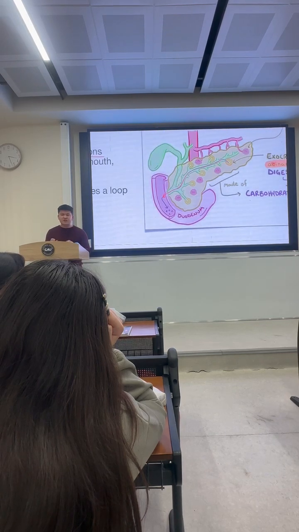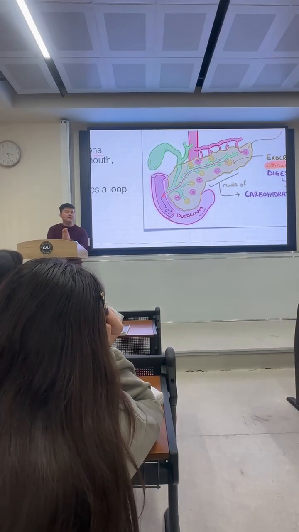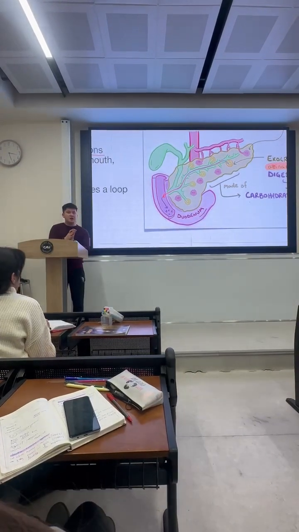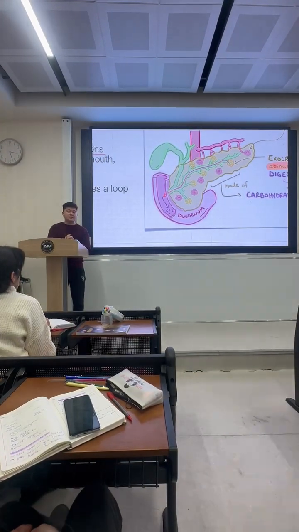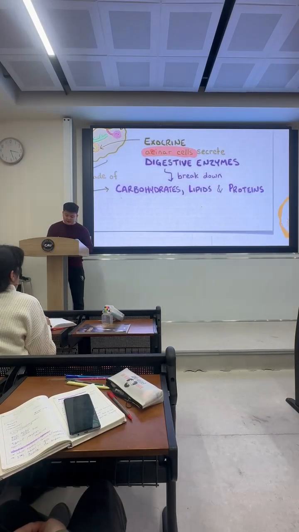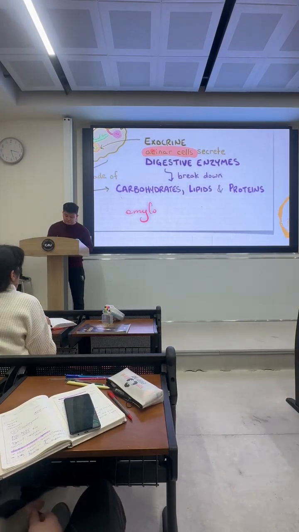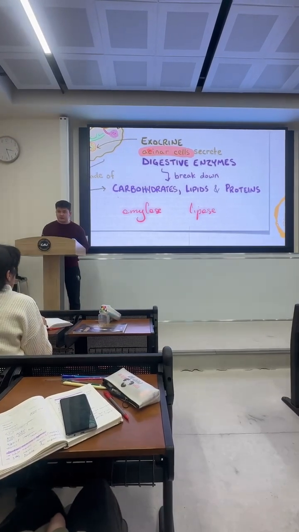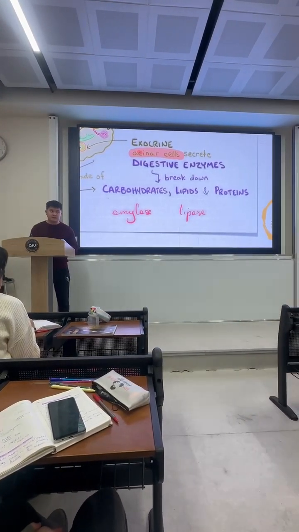With which cells? With acinar cells. They secrete what? Digestive enzymes. What kind of digestive enzymes? Let's learn. First of all, amylase, lipase, and pepsin.